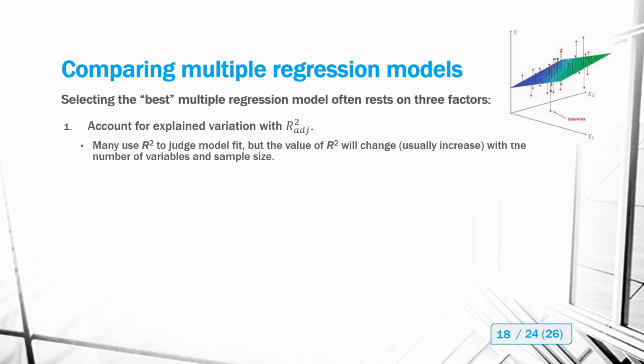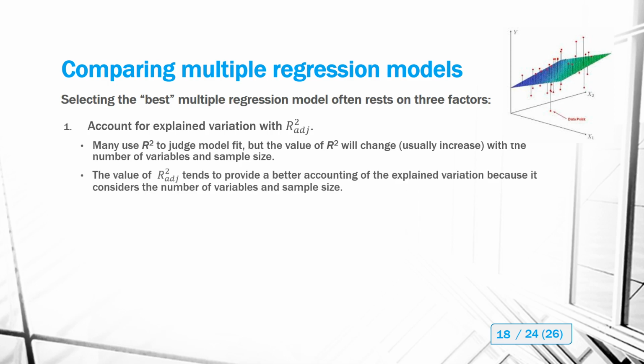There are many people out in the real world who simply take that R-squared value to judge how well their model fits the data. But the thing with using R-squared is that its value will change, usually an increase, with the number of variables and sample sizes. And so that's why we want to use the adjusted R-squared value, because it's a more stable value and a more realistic look at how well the model fits the data. It's a better accounting for explained variation, given differences in the number of variables and sample size. So make sure you use that adjusted R-squared value.